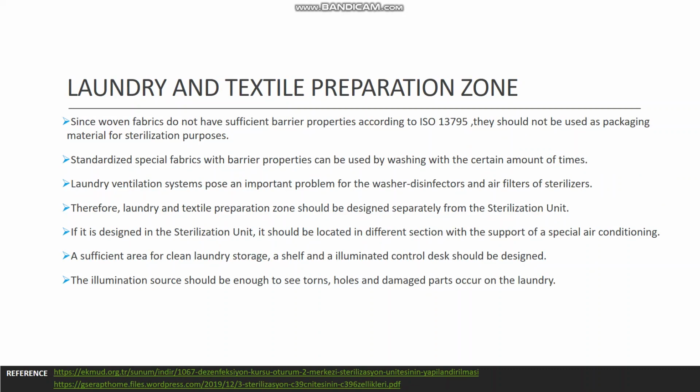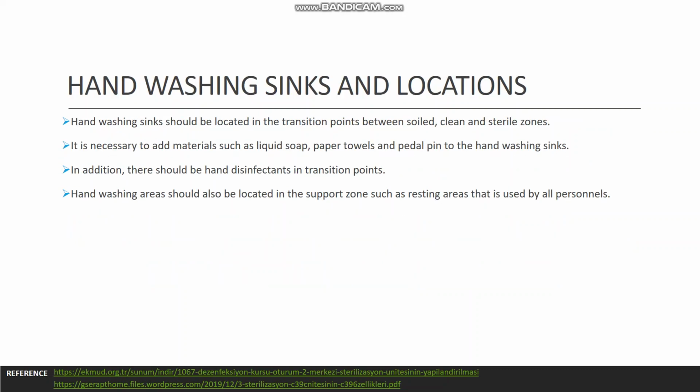Laundry and textile preparation zone. The laundry and textile preparation zone should be designed separately from the sterilization unit. If it is designed in the sterilization unit, it should be located in a different section with the support of special air conditioning. A sufficient area for clean laundry storage, a shelf, and an illuminated control desk should be designed. The illumination source should be enough to see tears, holes, and damaged parts in the laundry.